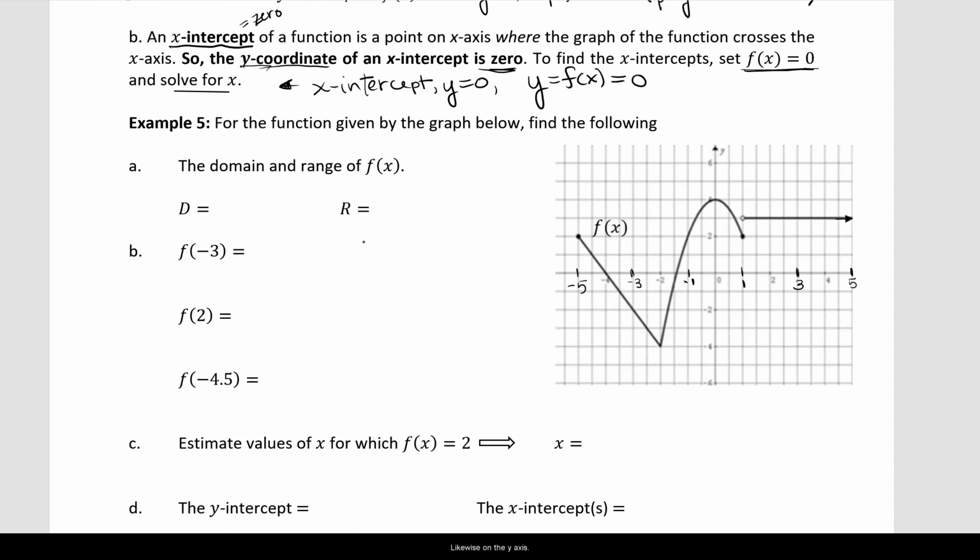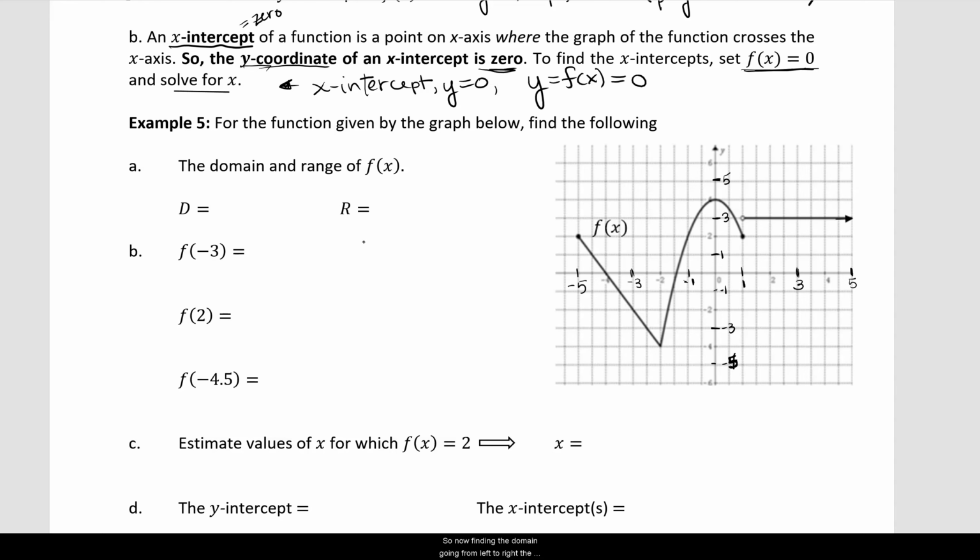Likewise, on the y-axis, it's not the same scale. The y-axis is by units of 1. So 1 hash mark or grid mark is just a full unit. So we have 1, 2, 3, 4, 5, 6 going up the y-axis, and then units going down the y-axis. Once again, always check the scale. Always check the scale of the graph that you're working with.